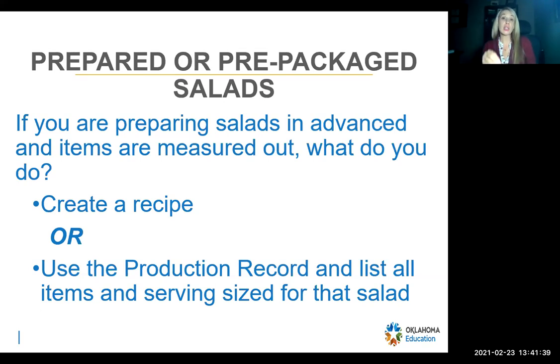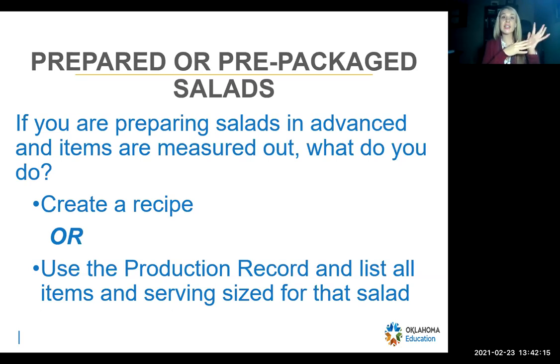One is you can create a recipe. So maybe you have a Caesar salad recipe and you list everything that goes into that salad. Maybe you do a Cobb salad recipe, or you have salad 1 recipe, salad 2 recipe, however you do your salads. Just create a recipe. And on your production record, you'll put salad and then your recipe number, and then tell us how many took that salad. You'll just tell us the number that you're planning on.